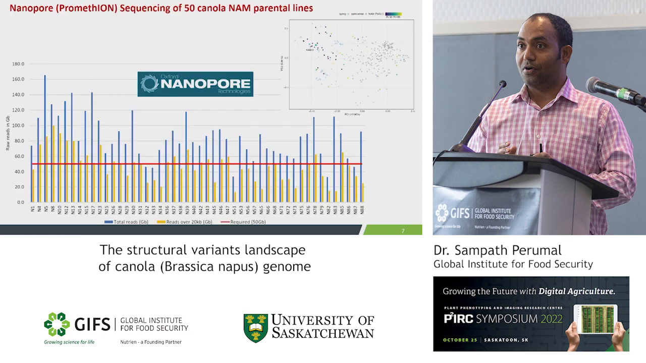So these are the lines we are using to characterize the structure variants. The top PCA plot shows the diversity of those 50 lines. This is the summary of the nanopore data developed using those 50 lines. It was developed using Oxford Nanopore technology at the Opal platform. They have excellent data developed.